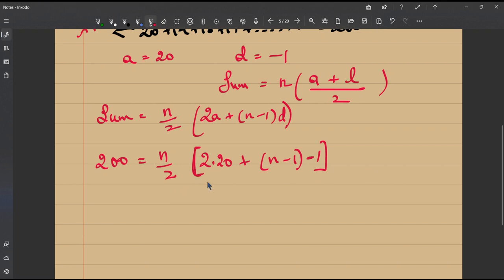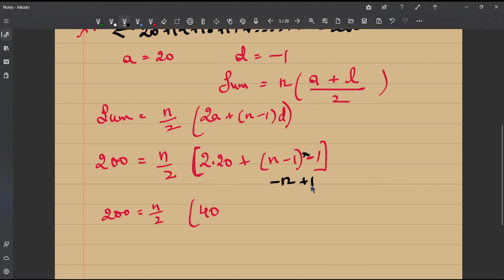So let's now simplify whatever is here. 200 is equal to n by 2 into 40. This n minus 1 multiplied by minus 1 becomes minus n plus 1. If you multiply n minus 1 by minus 1, it becomes minus n plus 1.